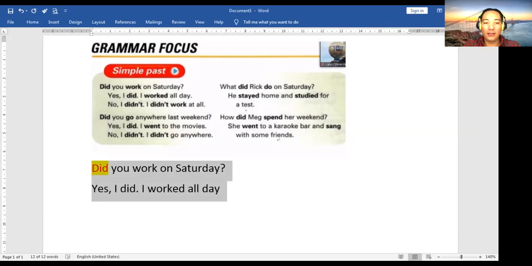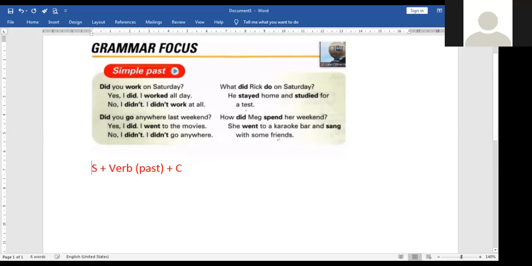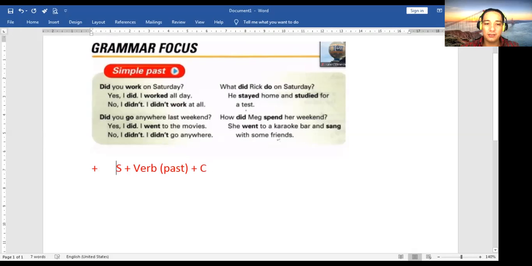La estructura del pasado simple sería sujeto más un verbo, ojo con esto, en pasado, ¿ok? Más un complemento. Es muy similar al presente simple. Estoy hablando de una oración en afirmativa. Una oración afirmativa sería sujeto más verbo en pasado más el complemento. Sería el auxiliar primero, ¿no? No. No, estoy hablando de una oración afirmativa, Patricia. Ya. ¿Ya? Perfecto. Ahora, sí.